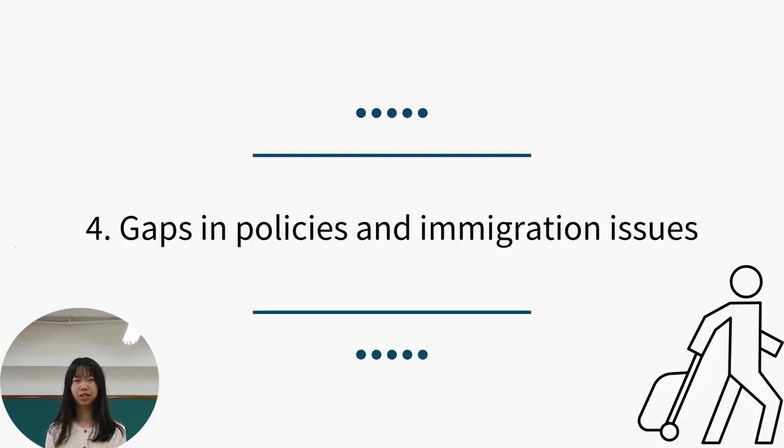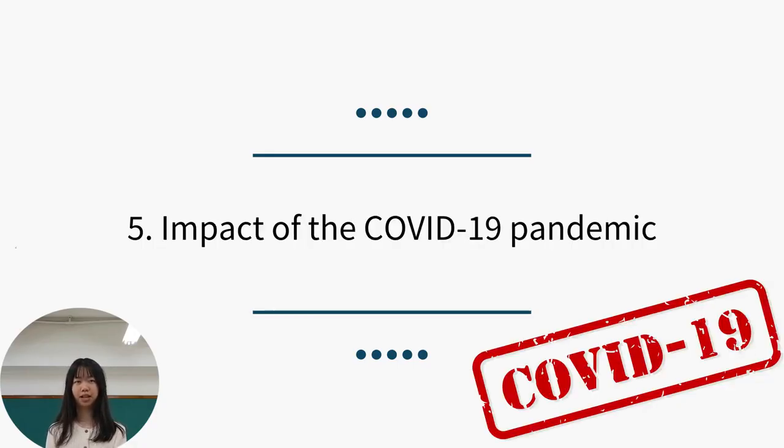The fourth reason is gaps in policies and immigration. Due to the increase in refugees from war-torn areas, some refugees in the UK are unable to access public resources, especially housing benefits, which adds to the number of homeless people. The last one, the impact of the COVID-19 pandemic, has increased unemployment and economic pressure, causing more people to become homeless. Among these 5 reasons, economic issues cause the highest percentage of homelessness.